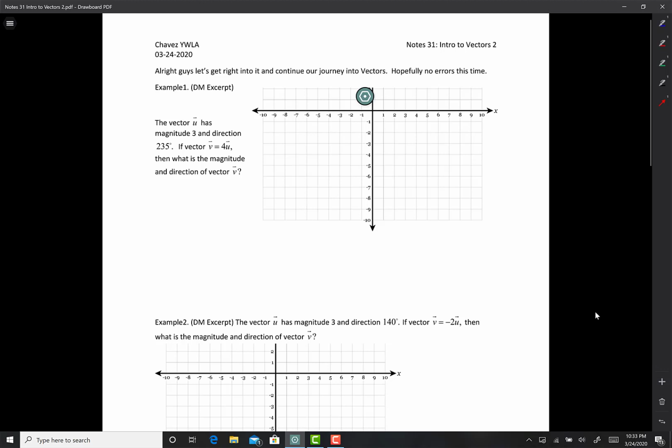So here are the notes. They're pretty short, they're pretty quick, and they're pretty simple. They're just like the last one, so it's a continuation. Hopefully we'll get this one without any errors because the last one had errors.